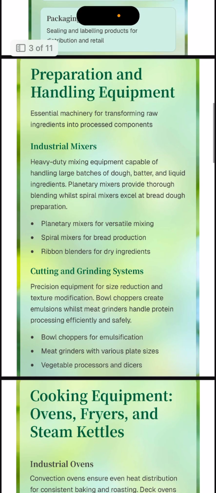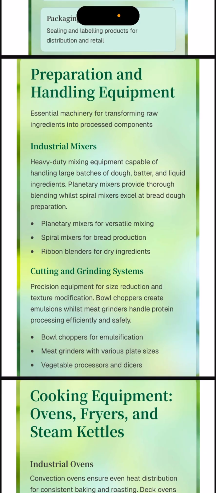Preparation and handling equipment, the foundation of quality. This initial stage is critical because the quality of the final product is determined by the quality of its initial preparation. Preparation and handling equipment consists of industrial mixers, planetary mixers, spiral mixers, etc. This comes under the type of mixers, and it also consists of cutting and grinding systems.